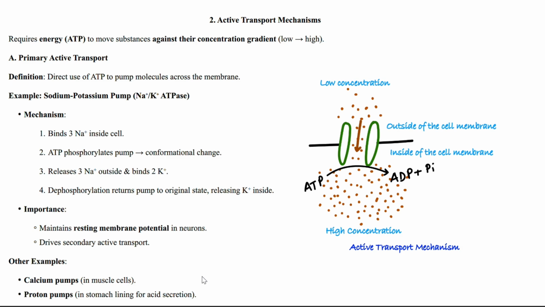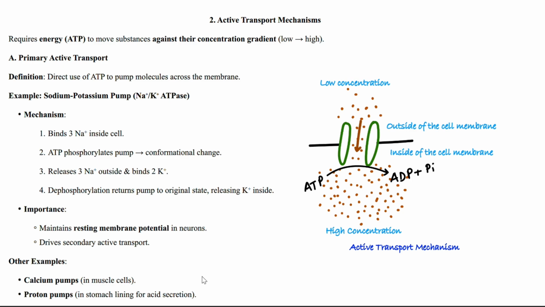Now that we have covered how substances move passively, let's shift gears and look at active transport mechanisms, processes that require energy to move substances against their concentration gradient, that is, from low to high concentration. This is like pushing a ball uphill. To get what they need, cells actually need energy, usually in the form of ATP, to make this happen.